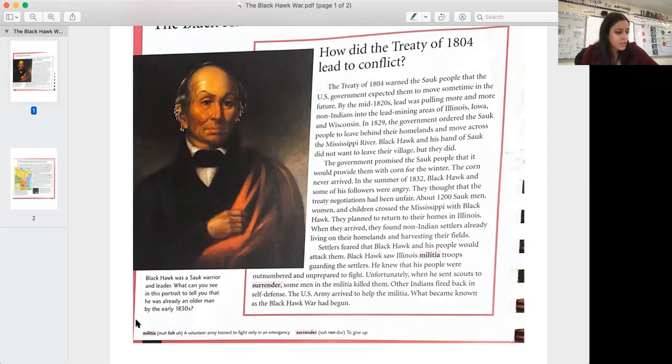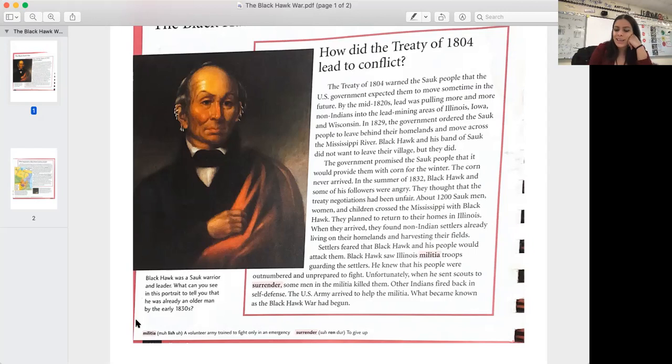So the Treaty of 1804 warned Sauk people that they had to move sometime in the future. Then in 1829, the Sauk people were ordered to leave their homelands and move across the Mississippi River. In the summer of 1832, Black Hawk and his followers got angry and they planned to return. They noticed that the Illinois militia troops were ready to fight, tried to surrender, but in that process, they actually had some people killed.